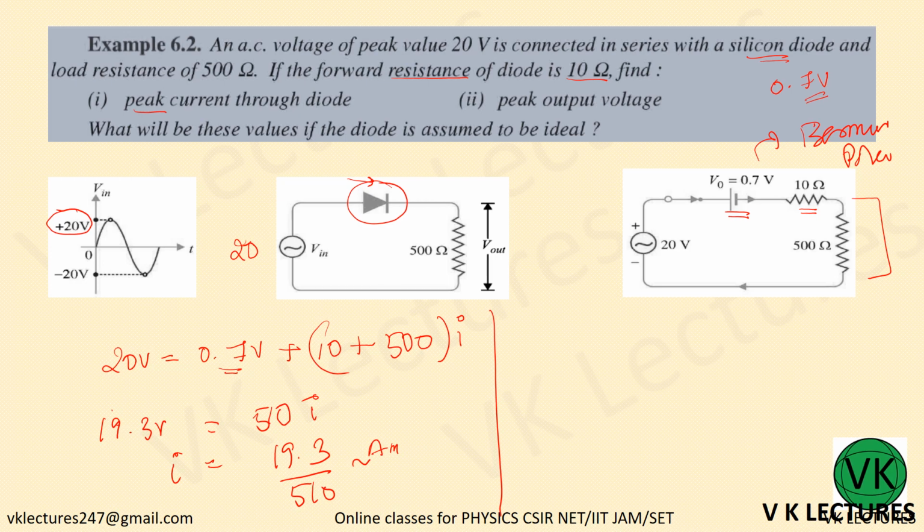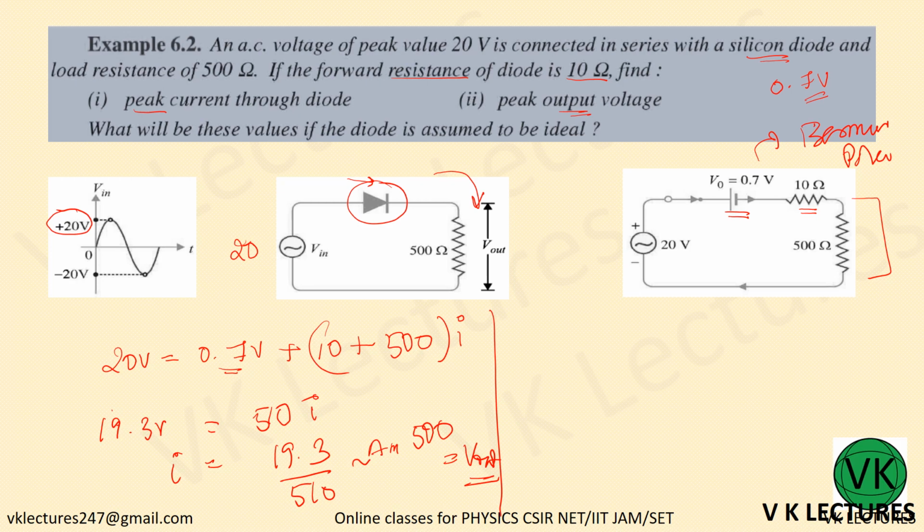Now they are asking the peak output voltage. So what you have to do? This current will be passing through this 500 ohm. Just multiply by 500. Whatever you are getting is V out. So 19.3 divided by 510 into 500.